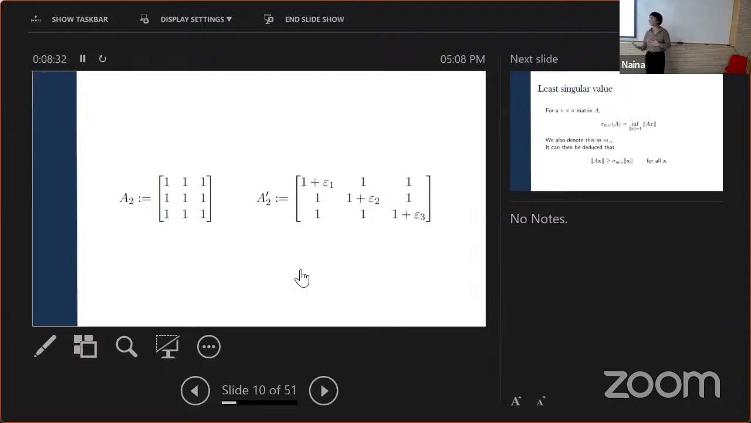So instead, we try to look at a different notion and see if we can categorize this invertibility better. Because for this matrix, even though it's so close to being singular, there are non-zero vectors that are very close to 0. And we wouldn't want that. That's very close to being degenerate.